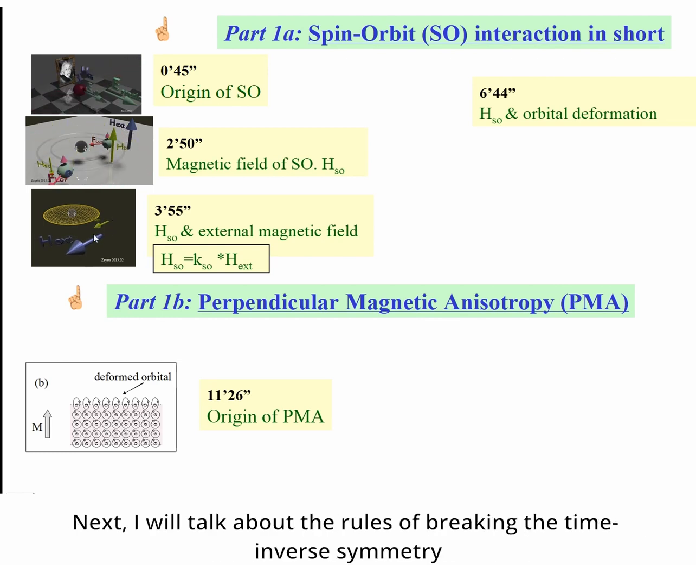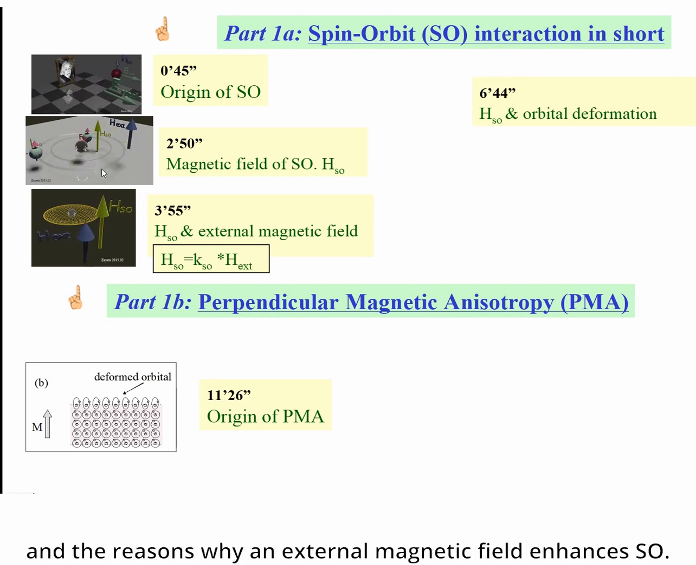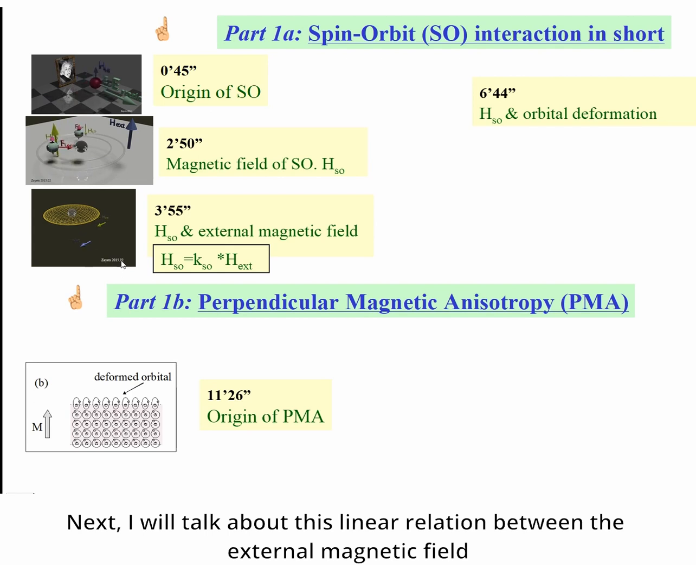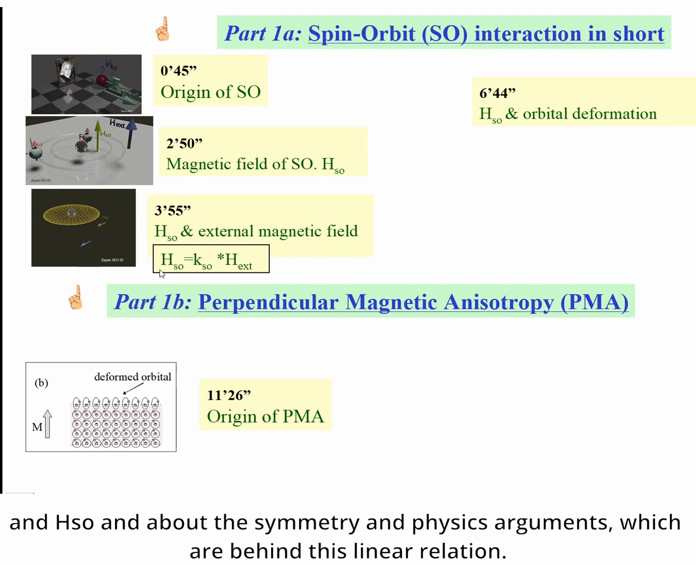Next, I will talk about the rules of breaking the time inverse symmetry and the reason why an external magnetic field enhances spin-orbit interaction. Next, I will talk about this linear relation between external magnetic field and magnetic field of spin-orbit interaction, and about the symmetry and physics arguments which are behind this important linear relation.